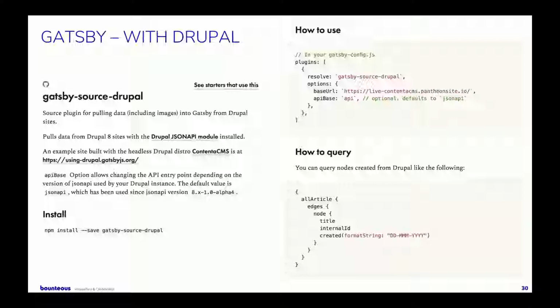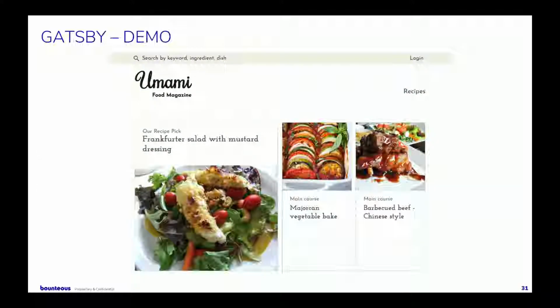The image is not on your Drupal site. It's not referencing the image on your Drupal site. It will have responsive versions of your images and stuff like that. So this is the using Drupal example that has all the Umami recipe data.